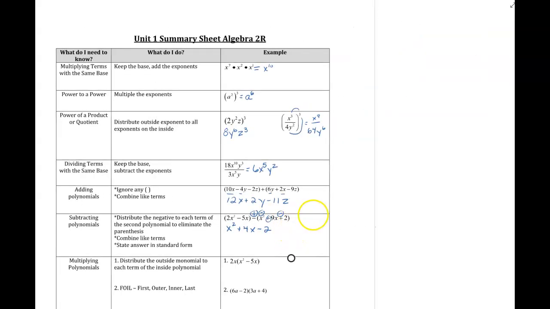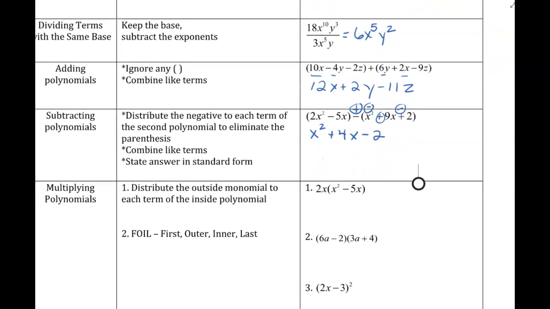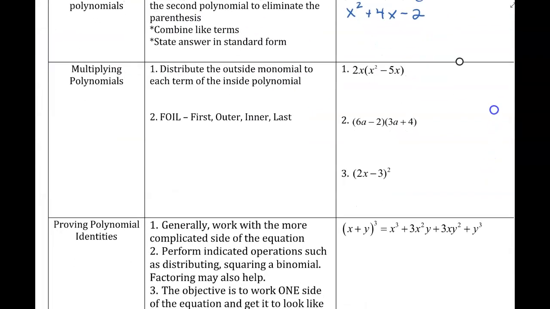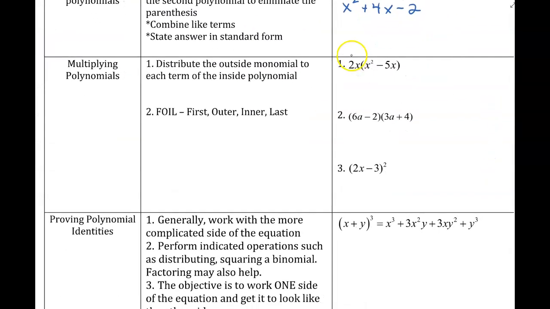When we multiply, we're just going to distribute. So remember, when we distribute, that applies to all the terms. We would have 2x cubed minus 10x squared. Those can't be combined because they're not like terms.